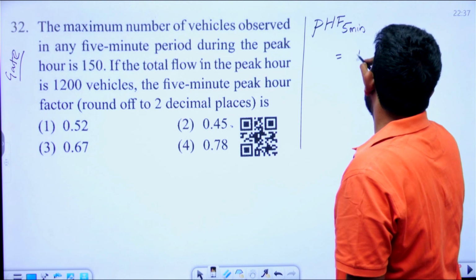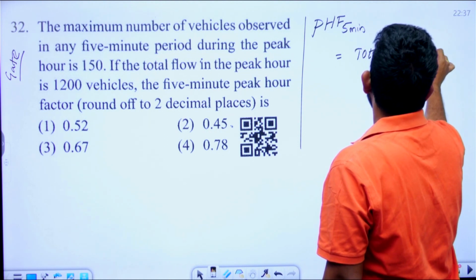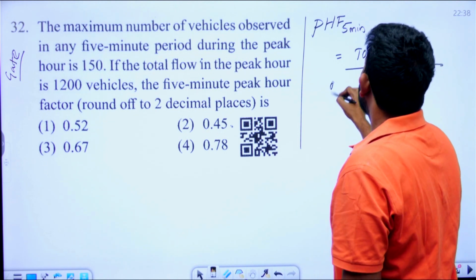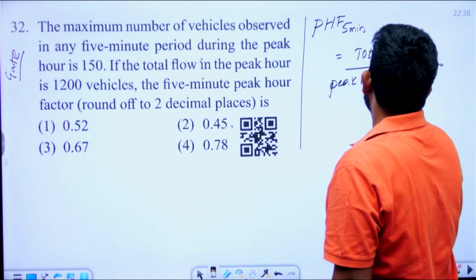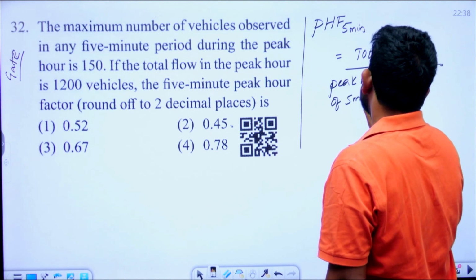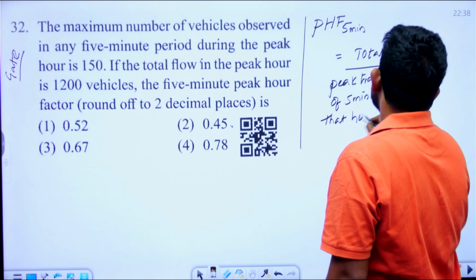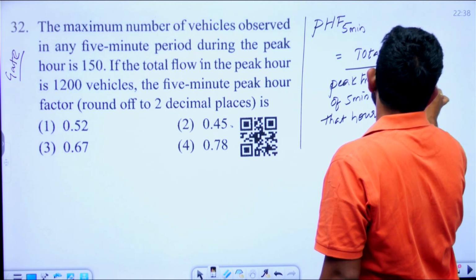So we can take this formula as total traffic upon peak traffic observed, the peak traffic of 5 minutes in that hour, into the number of quarters.